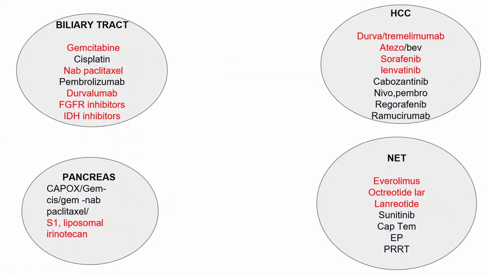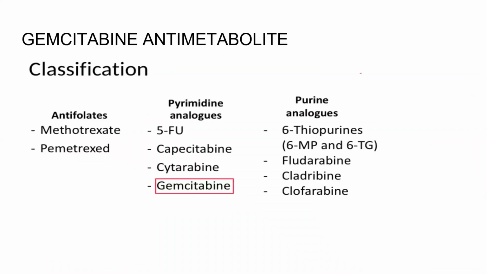So first, we'll be dealing with drugs that are used in biliary tract tumors. Then you have pancreatic tumors, hepatocellular carcinomas, and neuroendocrine tumors. Some drugs which have already been covered in other sessions will be omitted to avoid repetition. So first, we'll begin with biliary tract tumors. The first drug is gemcitabine.